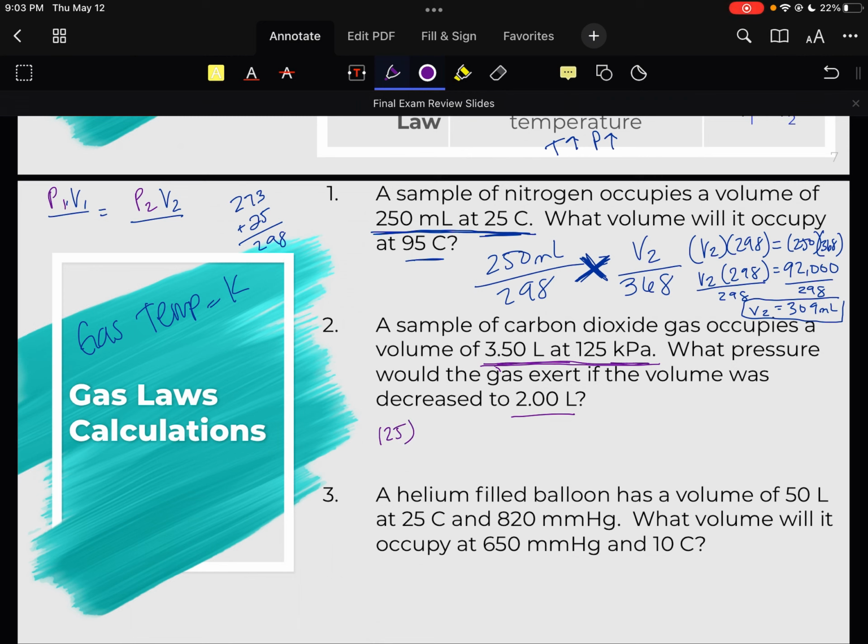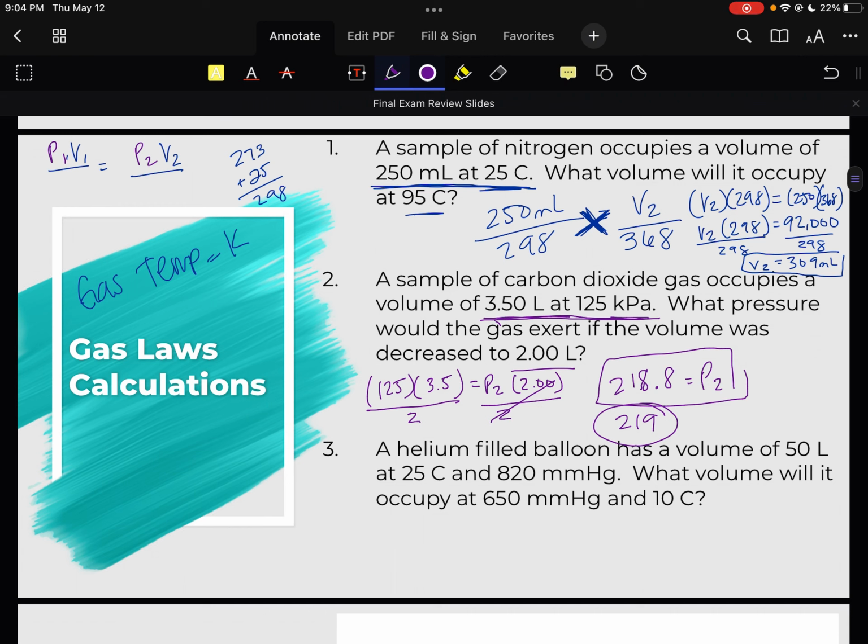So 125 times 3.5, and that's going to equal, it's asking for pressure, and then the volume is just 2. So we're just plugging it in. Then I can divide by 2 on both sides so that I can cancel that out. And then my final answer is 218.8. You could round to 219 if you wanted to. So that would be our answer. So technically with sig figs, it would be 219.